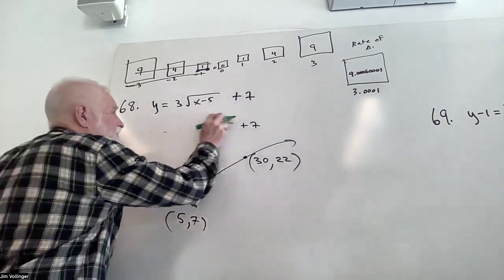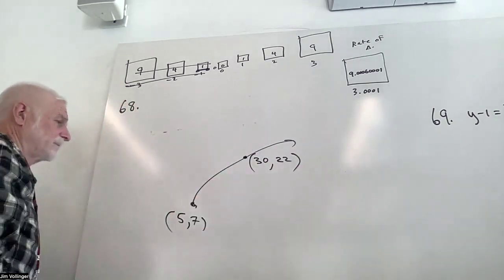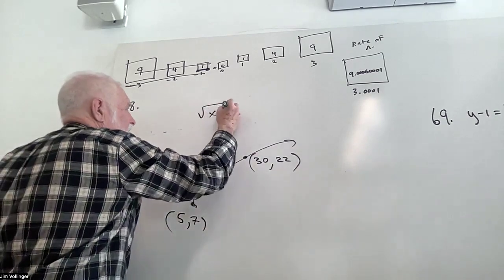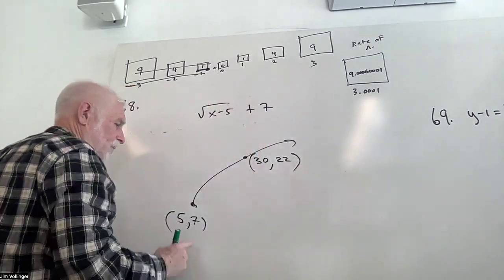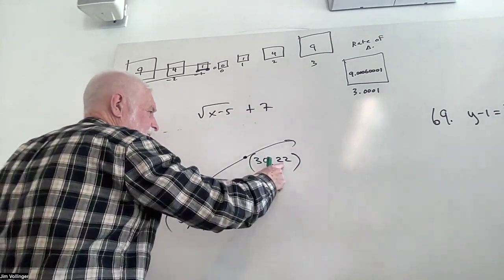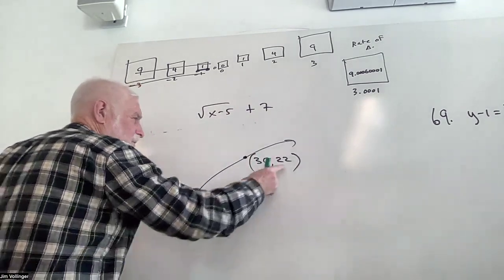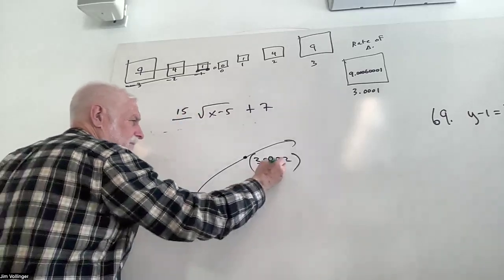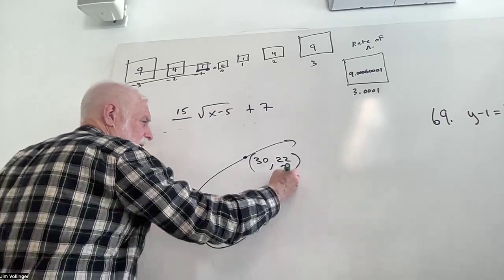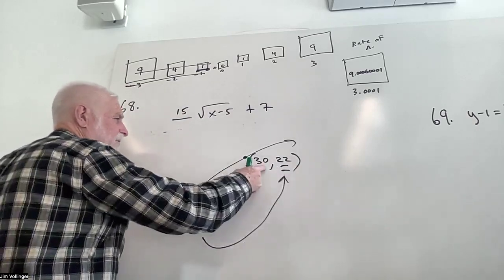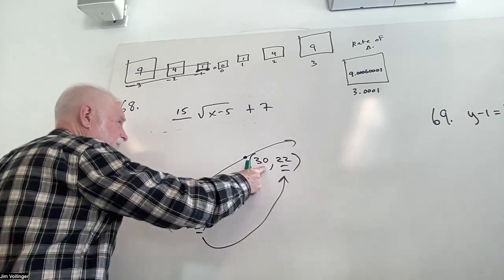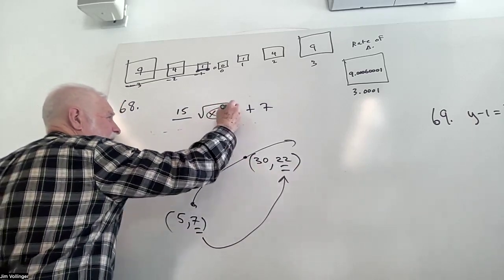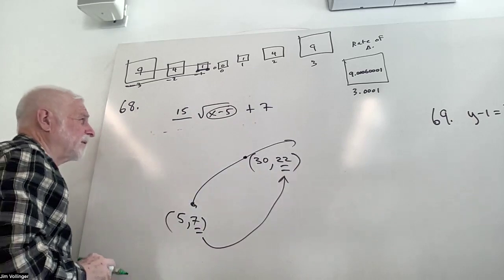Now, let's name that tune. Well, I hope you recognize the square root, x minus 5, plus 7. And I hope you ask yourself, how do you get from 7 to 22? I think you go up by 15. That's your change in y, right? 7 to 22. And how do you change from 5 to 30? Well, that's a run of 25. That's the run right there. That's a run of 25.